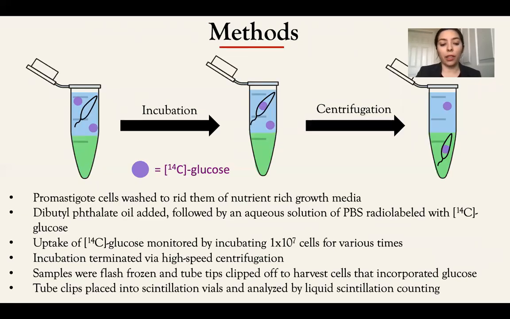And the way we did this is we gathered some Leishmania major cells. They were washed to get rid of the media that they were grown in. And we layered a tube starting out with dibutylphthalate oil, and on top of that, a layer of aqueous PBS radio-labeled with C14 glucose. In doing so, we were able to incubate the tubes over a period of time and terminate that incubation with high-speed centrifugation, so that whenever they were centrifuged, only the cells that took up glucose were pulled down into that oil layer, and the glucose that was not utilized by the cells remained in that top PBS layer. By doing that, we were able to flash freeze these tubes and snap off those tips to analyze with liquid scintillation counting due to that radio-labeled glucose.